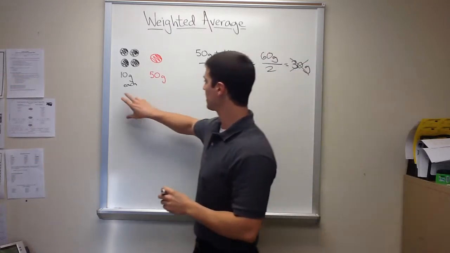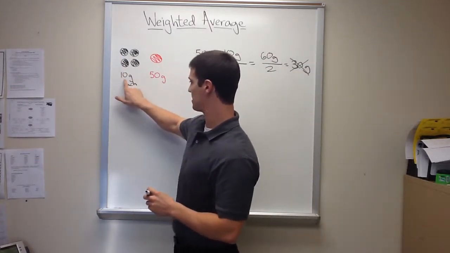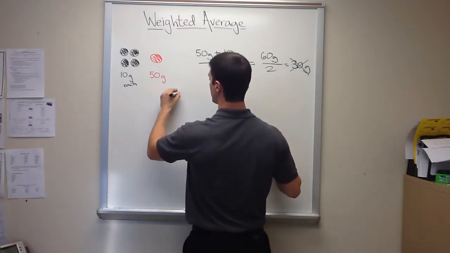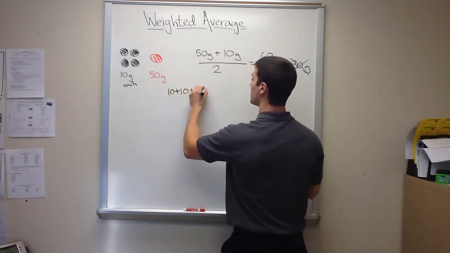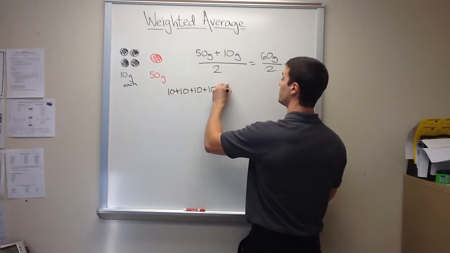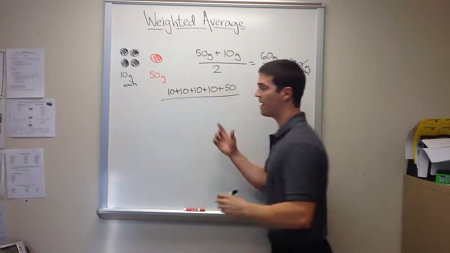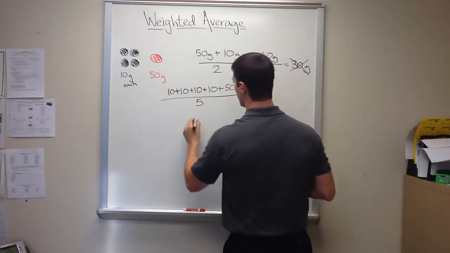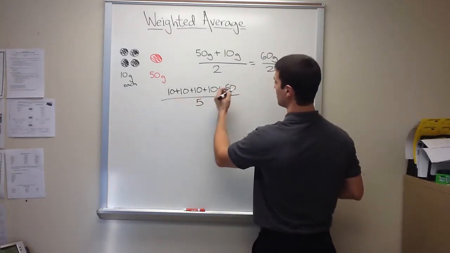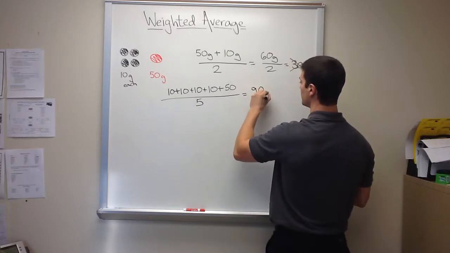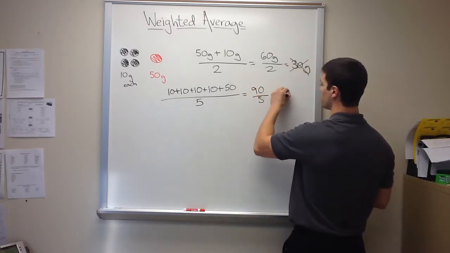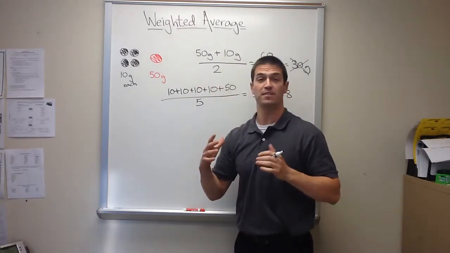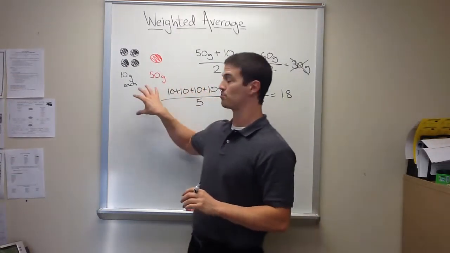What you need to do is take into account that each one of these spheres is 10 grams. So then you're going to need to add 10 plus 10 plus 10 plus 10 plus 50, and then divide that by the 5 because we have 5 spheres total. Okay, so then you would end up with 90 divided by 5, and you'd have 18.